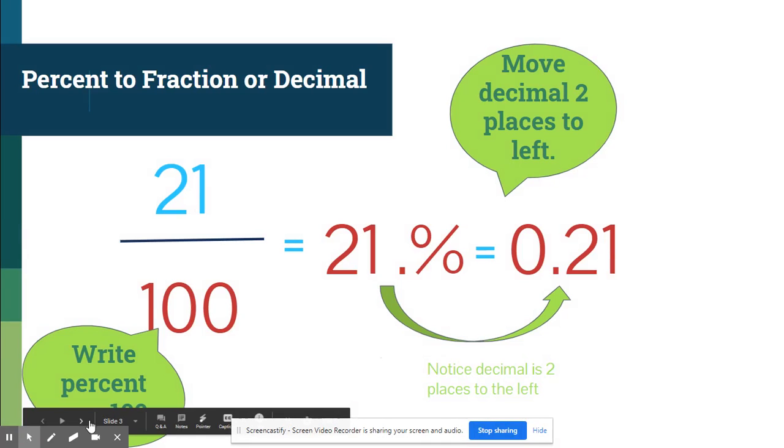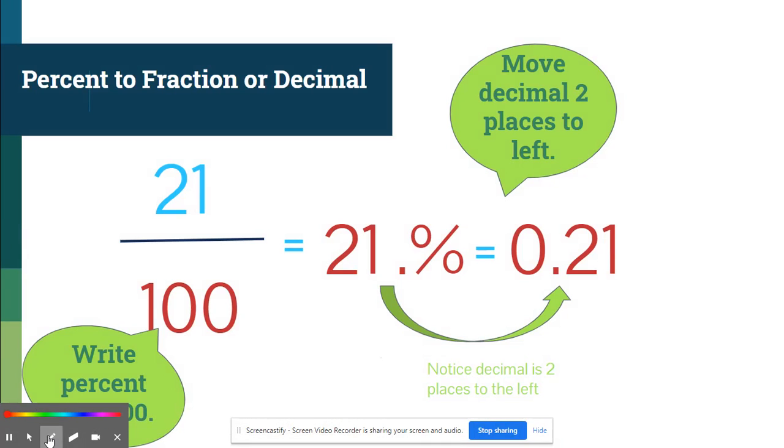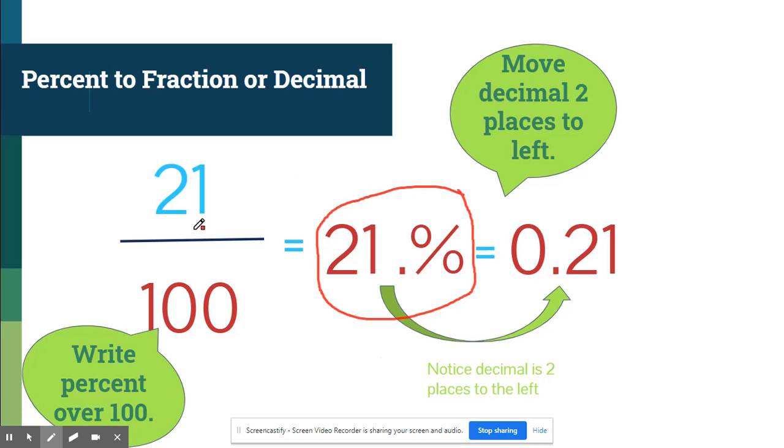The first thing you can do is you can take a percent, and you can make it a fraction or a decimal. So if this is 21%, I can write it over 100 and I have a fraction. I can take this decimal point and move it 2 spaces to the left. It was on the right side of the 1, and that makes it 0.21. That's the decimal. So that's an easy thing to do. Percents are the easy part.